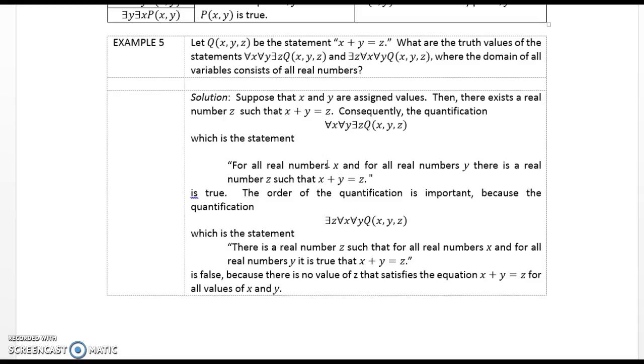The order of quantification is important, because the quantification "there exists z, for all x, for all y, Q(x,y,z)", which is the statement "there is a real number z such that for all real numbers x and for all real numbers y, x plus y is z", is false, because there is no value of z that satisfies the equation x plus y equals z for all values of x and y.